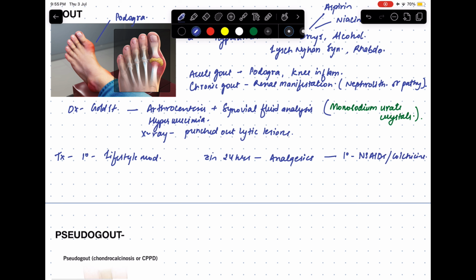And if the patient is having renal impairment, then steroids are our only choice. Also, we have to give oral prednisolone. And if the patient is not able to tolerate oral prednisolone, then we can switch to intra-articular steroids for the pain.